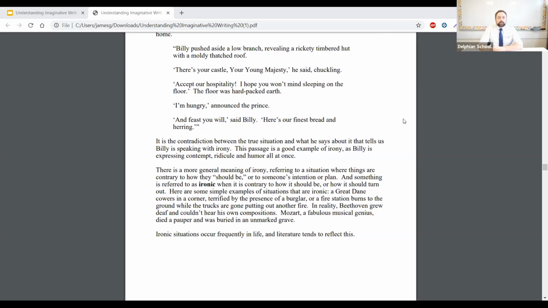So those are all examples of where you might expect something to go one way, and it goes the opposite way. This big dog that should be really scary and should chase away the burglar is whimpering in the corner. Just a fire station burning down, which does happen in real life occasionally, is usually described as being pretty ironic.